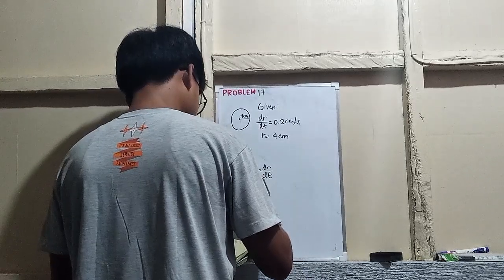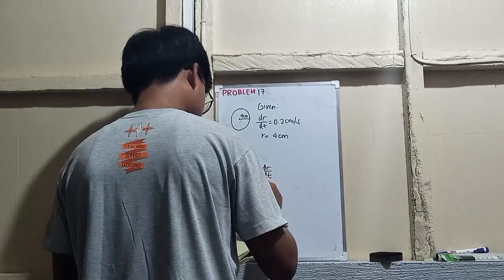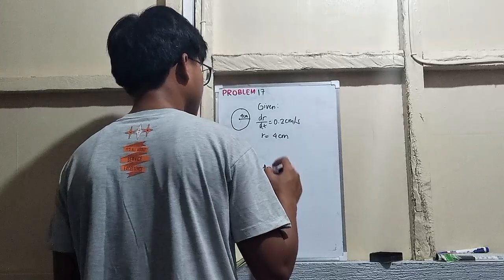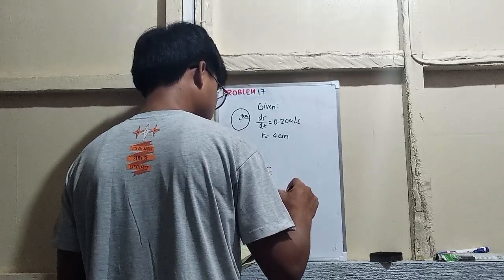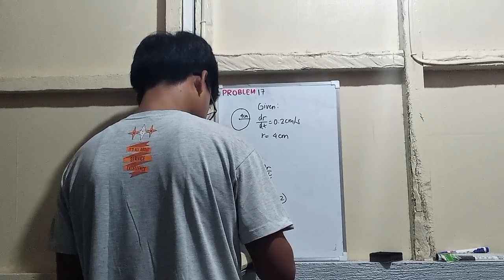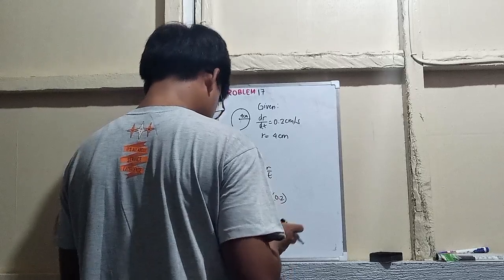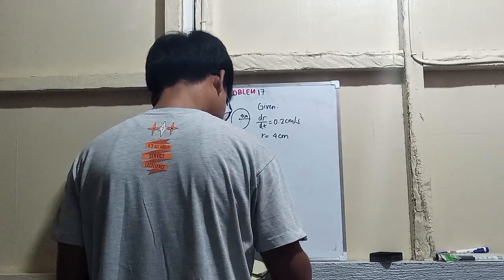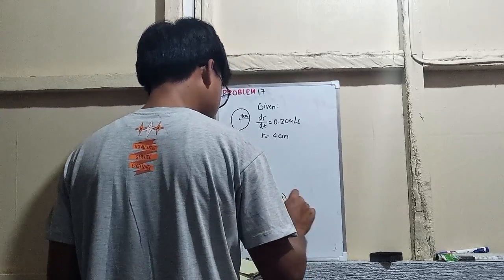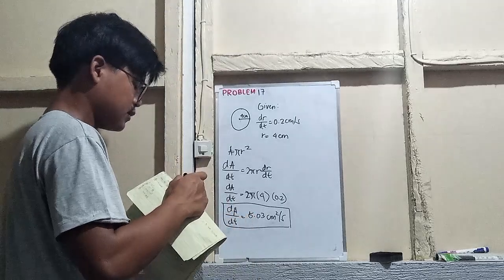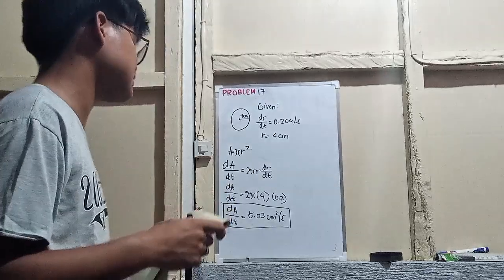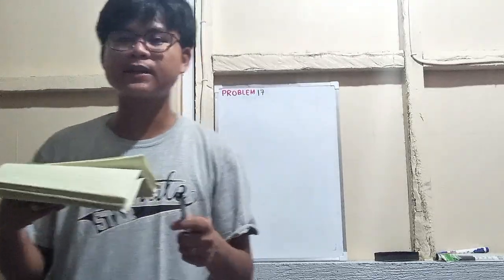So 2 pi, and r is equal to 4 and our dr over dt is equal to 0.2, and solve. We will get the value of 5.03 centimeters squared per second. So here is the final answer. The rate of area when it is increasing. So we'll proceed to problem 18.